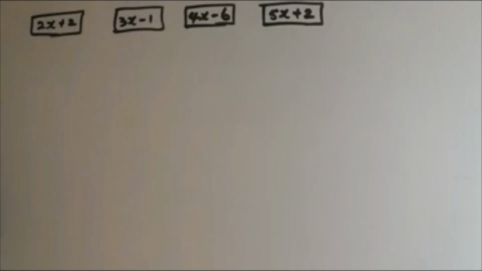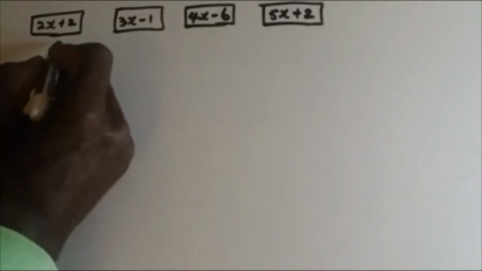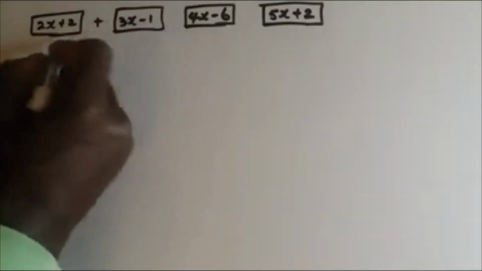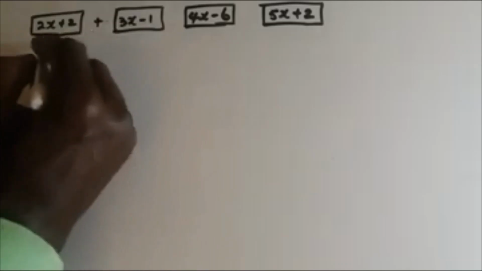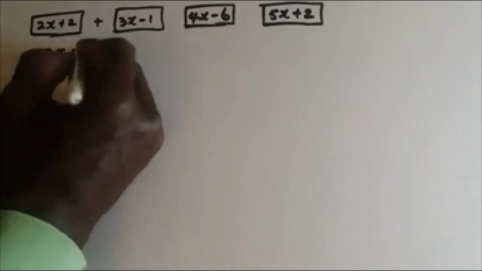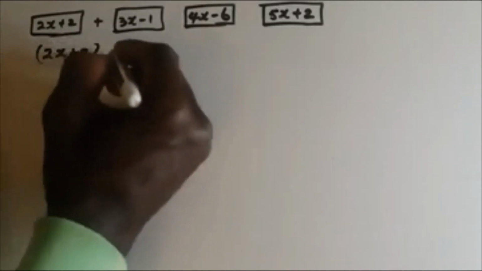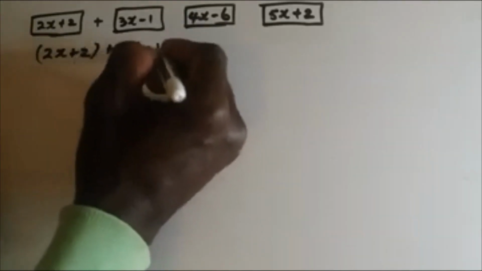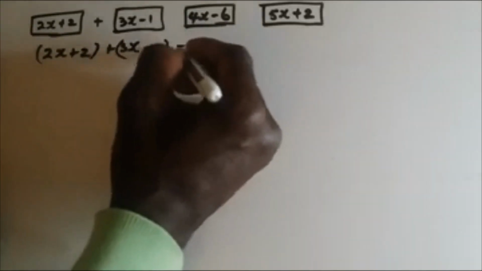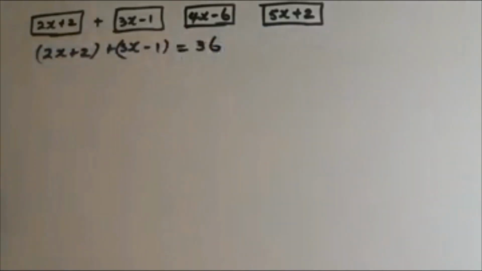and we're told that the sum of the first two expressions is 36. So the sum of this and this one is equal to 36. So we can write that as 2x add 2, add that to 3x minus 1 is equal to 36. And then we need to work out the value of the median of the four numbers. We know the median is the middle number. We'll come to that later.